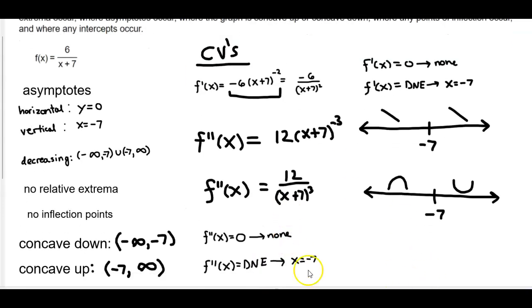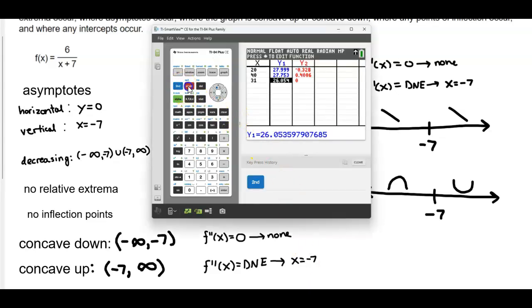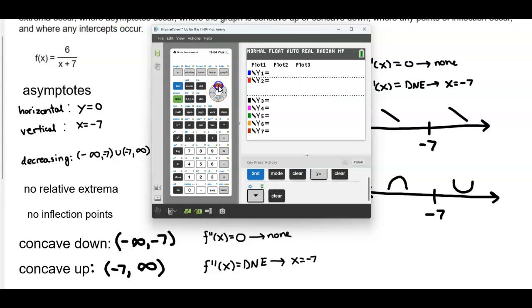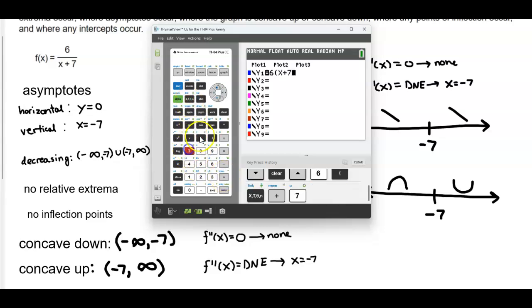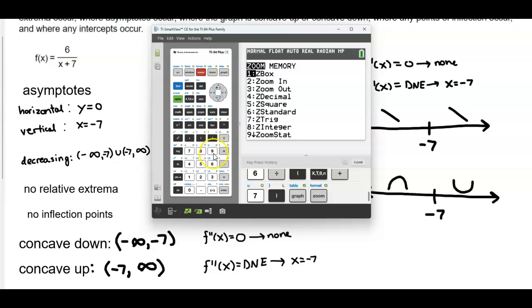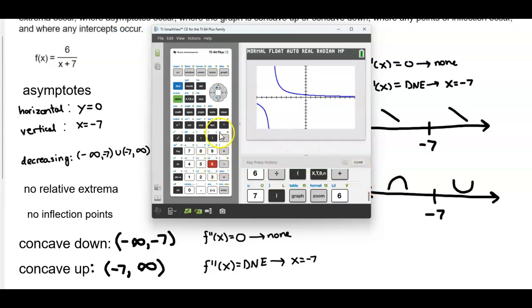Now what you could do here, you really could do this from the beginning as well. We could plug in the original function into the calculator just to check our work. 6 divided by x plus 7. We can look at a standard window. So we're expecting to see a vertical asymptote at x equals -7.